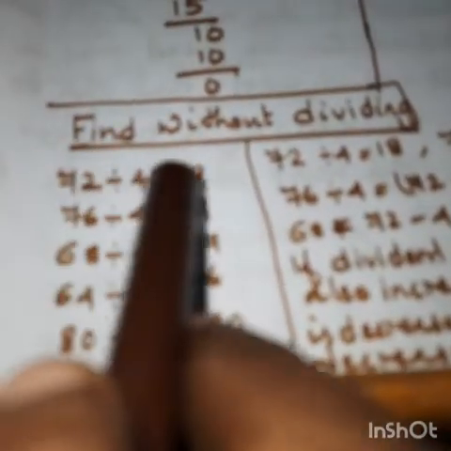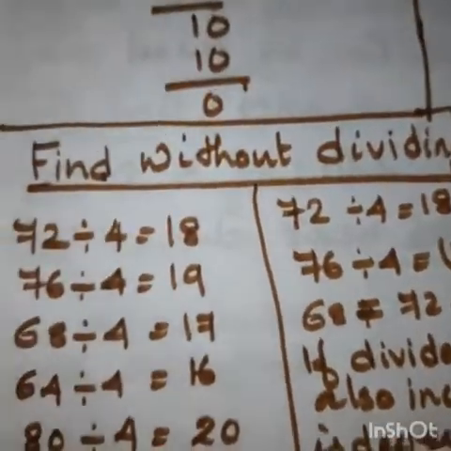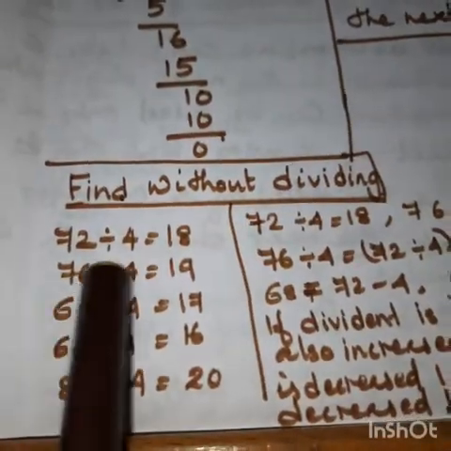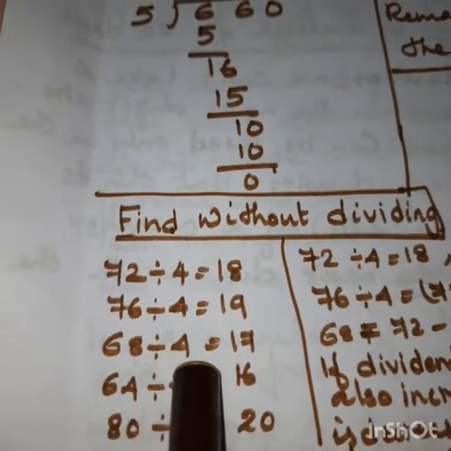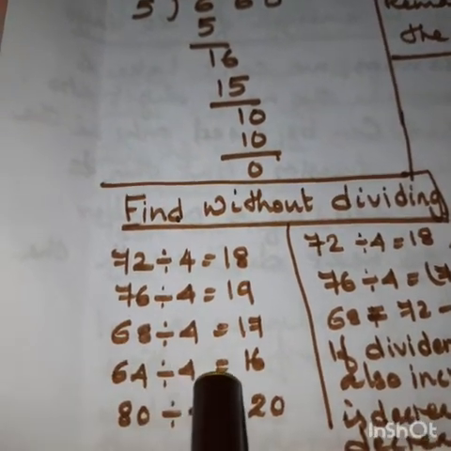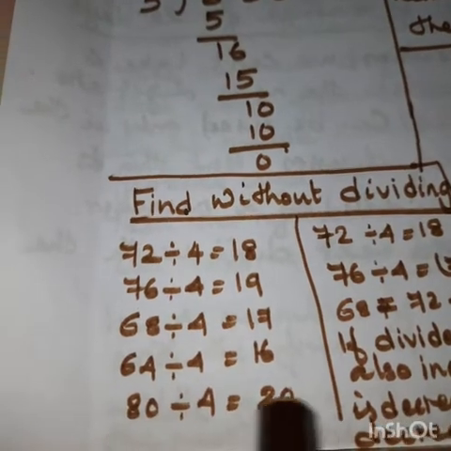Here is a side work. Find without dividing. 72 by 4, that is 18. 76 by 4, that is 19. 68 divided by 4, 17. 64 divided by 4, 16. 80 divided by 4, 20.